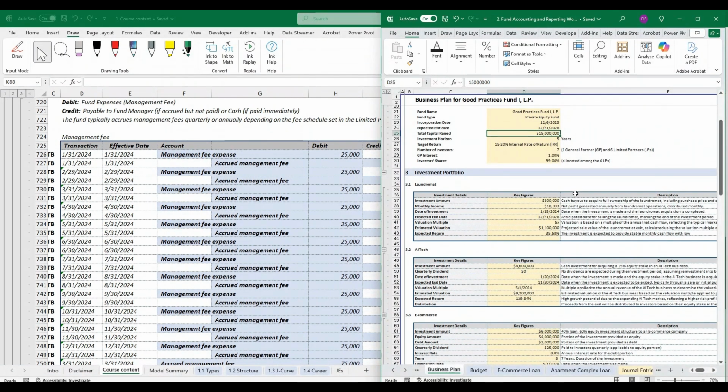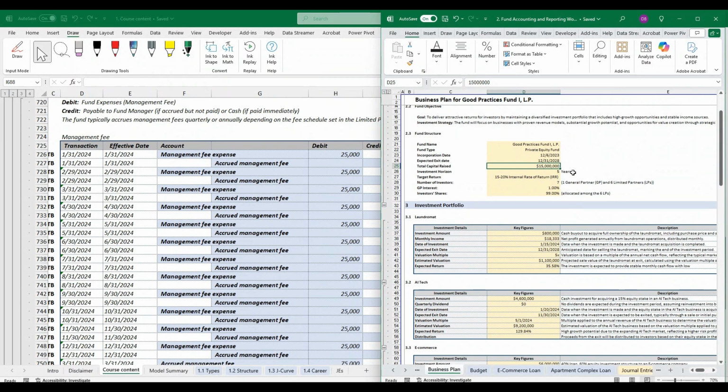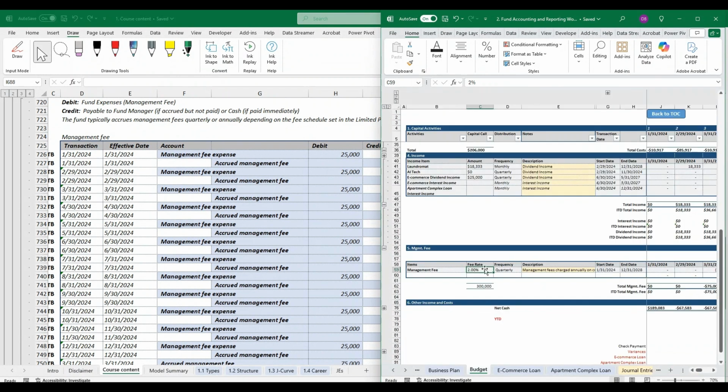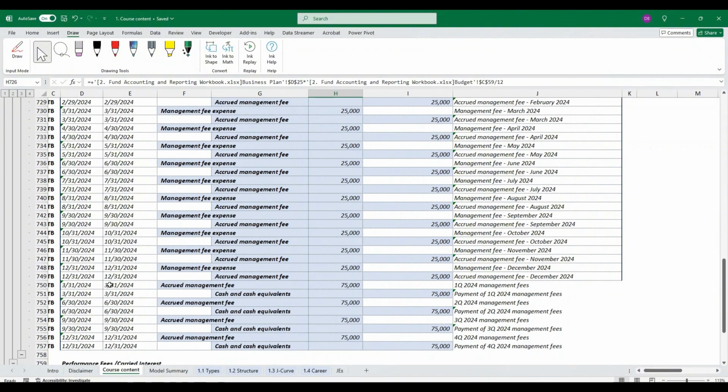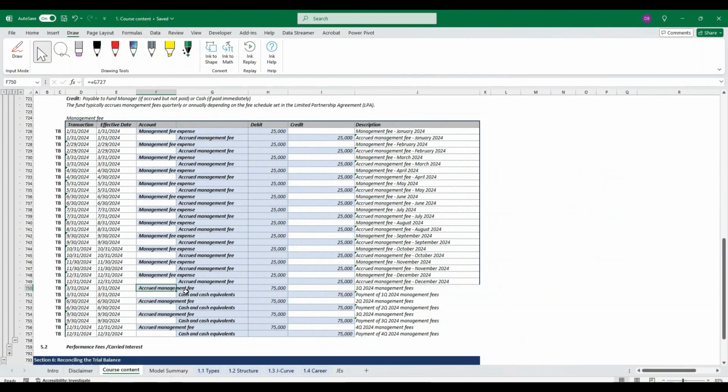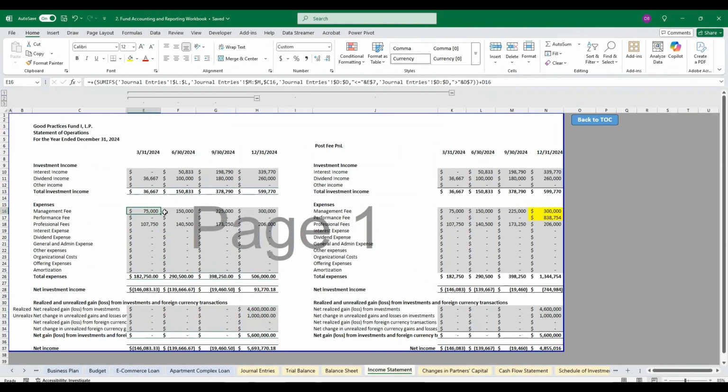In our business plan, we have committed capital $15 million, and we set up this fee rate 2%. As a result, our management fee is this commitment times the 2% divided by 12. This is our monthly management fee that will be accrued every month and paid each quarter. We will debit the management fee expenses and credit accrued management fee every month. By the end of each quarter, we will debit the accrued management fee and credit the cash and cash equivalent. This will reflect on the income statement.